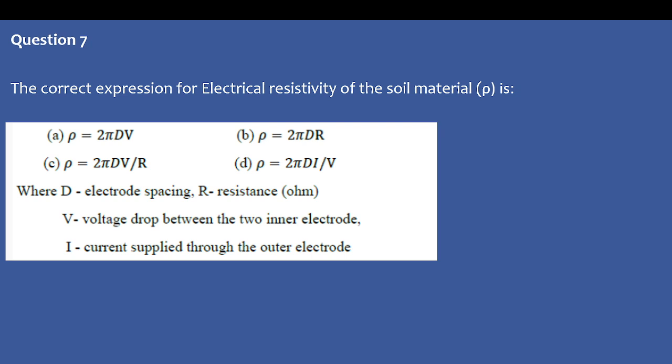Moving to question number 7. What will be the correct expression for the electrical resistivity rho of the soil material? A, rho is equal to 2 pi dV. B, rho is equal to 2 pi dR. C, rho is equal to 2 pi dV by r. Or D, rho is equal to 2 pi dI by. Please select one of the options.